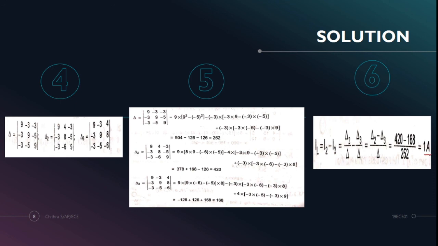I hope this topic is clear to you, and this is very important as far as your university exams are concerned. Mesh analysis is one of the important part B or part C questions for the university examinations.